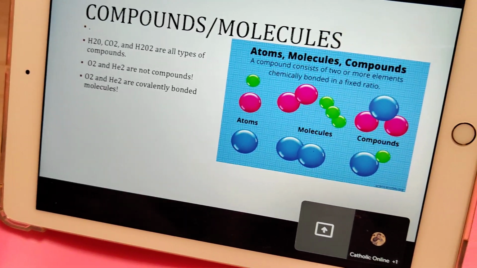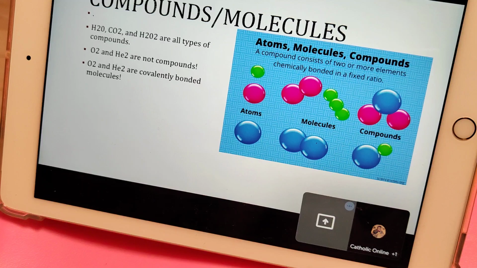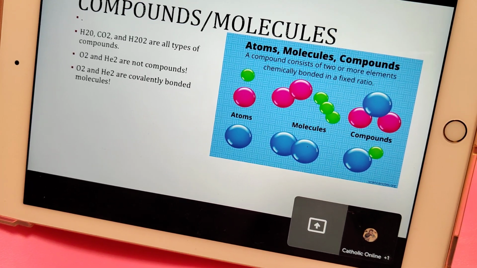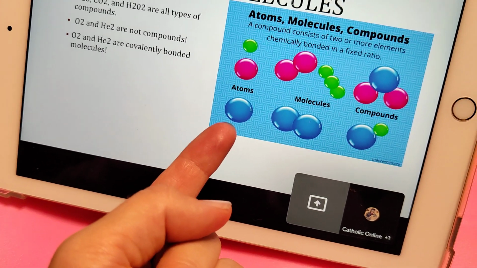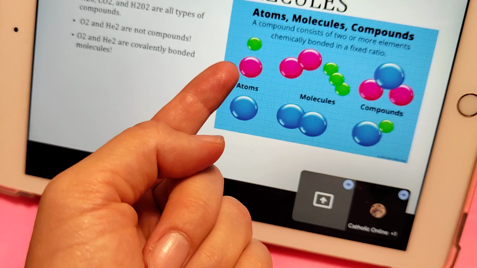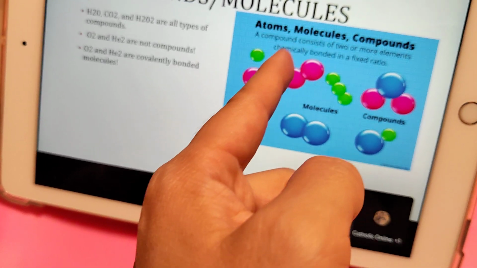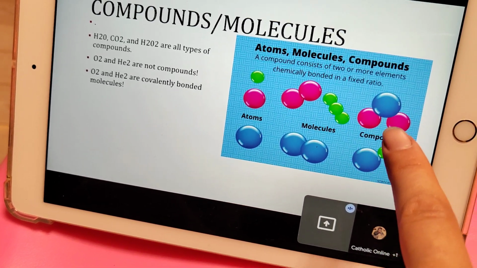Okay, so atoms, molecules, compounds. A compound consists of two or more elements chemically bonded in a fixed ratio. So examples: atoms are separate. This is one atom, another atom, third atom. Molecules is when they're combined, and compounds, they have to be combined with different elements.